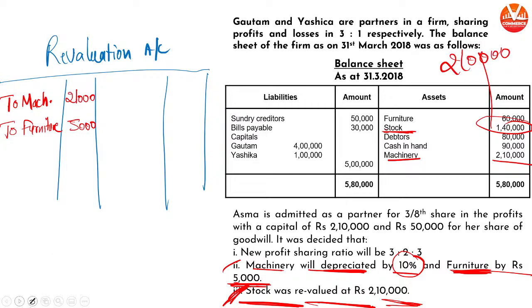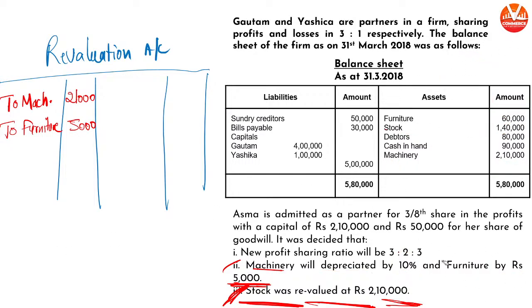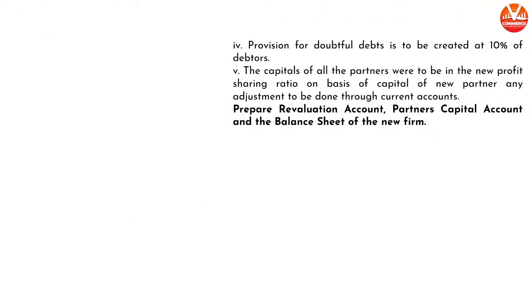So your stock is increasing. Your stock is increasing by 70,000, which is a profit. So profit will be recorded on the credit side by stock 70,000. Then we have some other point.